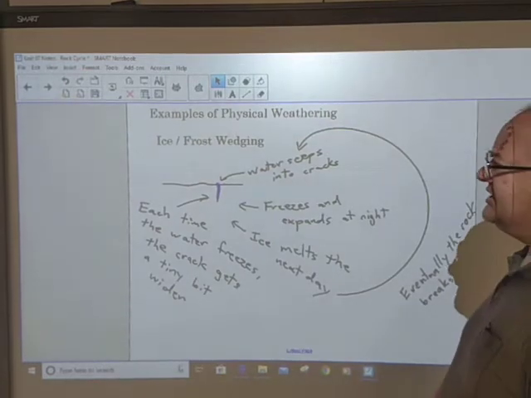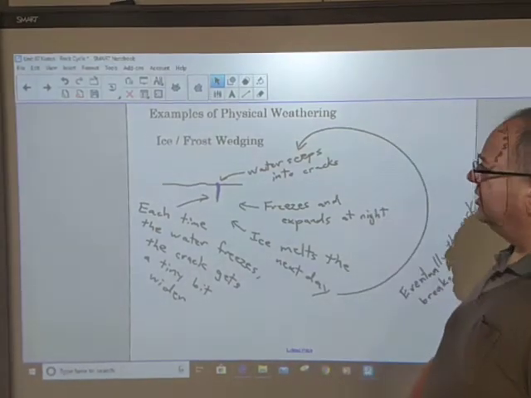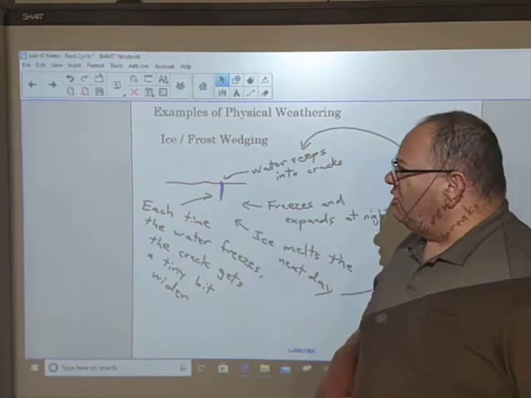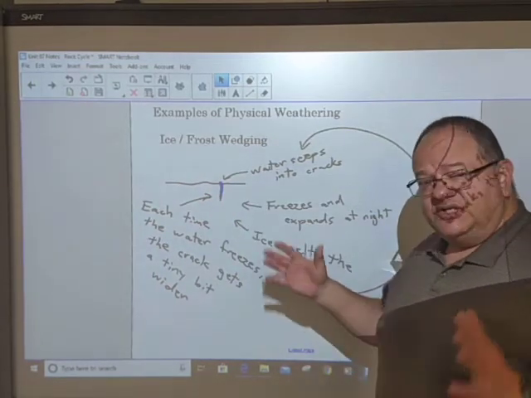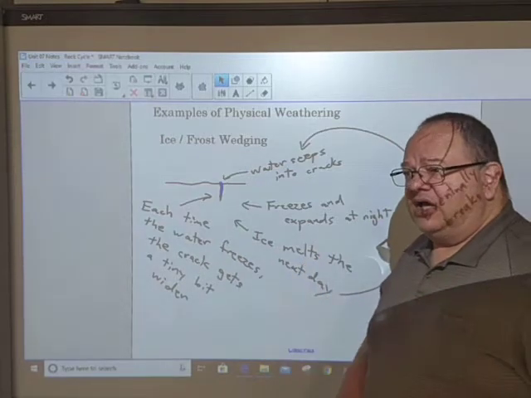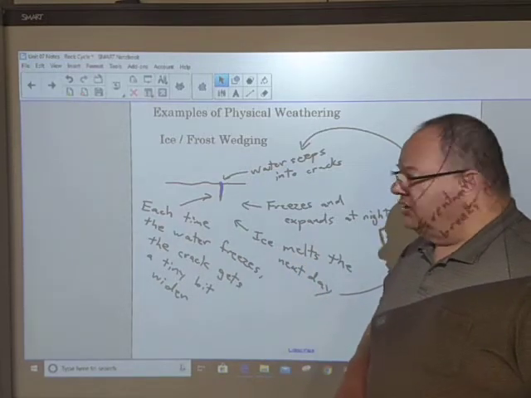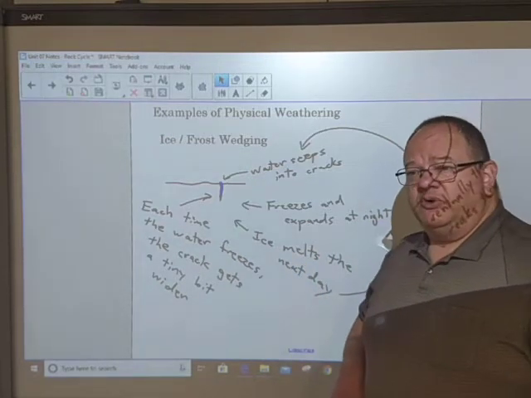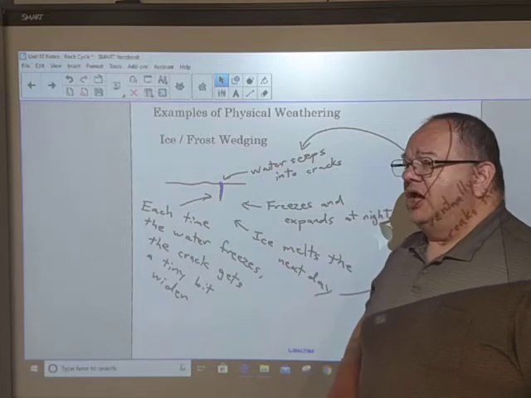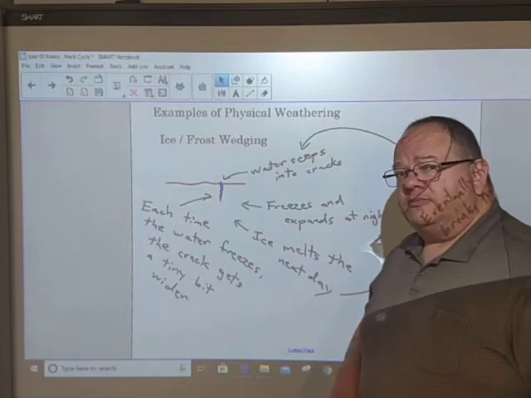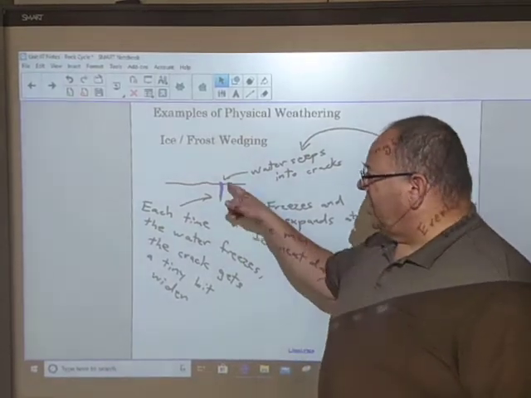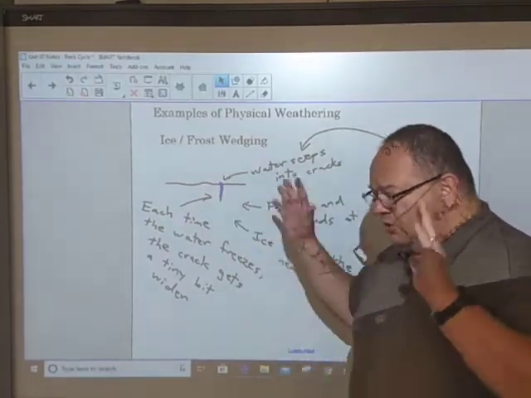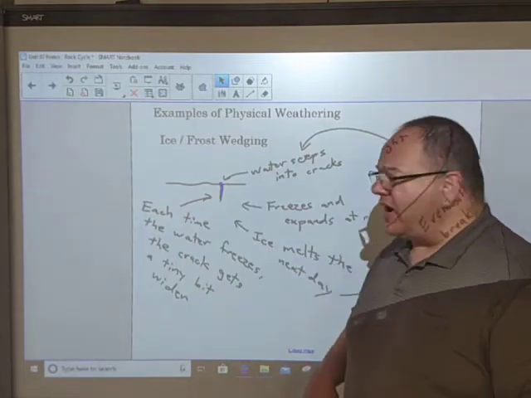So we're going to look at some examples here of physical weathering. And the first one is going to be called ice wedging, or also called frost wedging. And this is an example that's true to Wisconsin. It's, among other reasons, probably one of the reasons why we're always going to have problems with our roads in Wisconsin. So let's imagine we got a little crack.